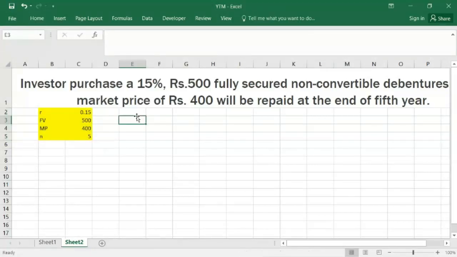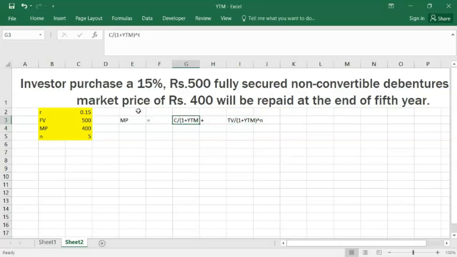Okay. So what is the formula for calculating yield to maturity? The yield to maturity is calculated on the basis of market price. Market price is equal to the value of C divided by 1 plus YTM to the power T, plus PV divided by 1 plus YTM to the power N.